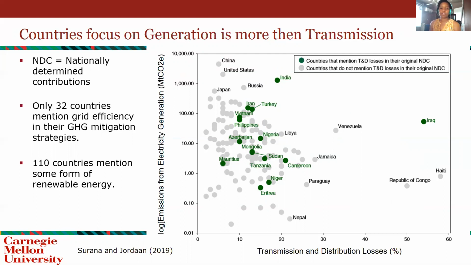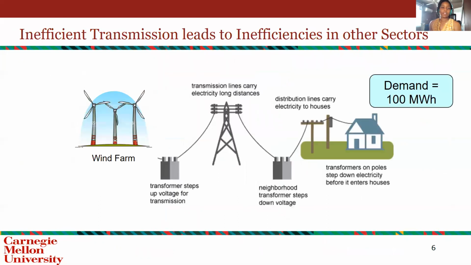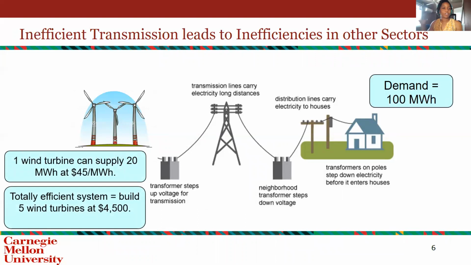And when we think about efficiency, we really are talking about lowering the percent of transmission and distribution losses on that x-axis. With inefficient transmission systems, the reason we care about this is because this leads to inefficiencies in other sectors. So let's assume that we have a demand of 100 megawatt hours, and we have one wind turbine that can supply 20 megawatt hours at $45 a megawatt hour. Then a totally efficient system means that we would need to build 5 wind turbines at $4,500.